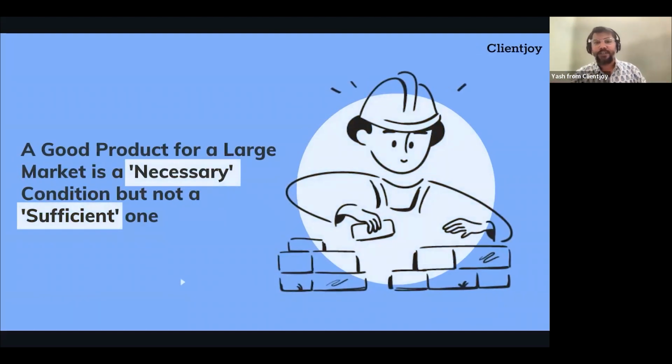The last thing that I leave you with is a good product for a large market is a necessary condition. ये तो होना ही चाहिए, but it is not a sufficient one. अगर आपके पास एक अच्छा प्रोडक्ट है एक बड़े मार्केट के लिए, तो वो तो एब्सोल्युटली चाहिए ही चाहिए, पर सिर्फ इतने से हो नहीं जाएगा, है ना। तो ये मत सोचो कि मेरा मार्केट बहुत बड़ा है, मार्केट खुद भी ग्रो कर रहा है, मतलब graveyards are filled with companies.